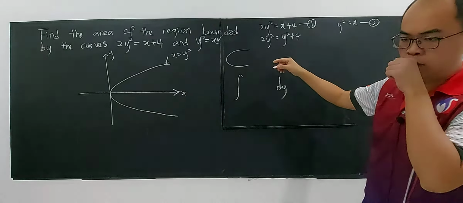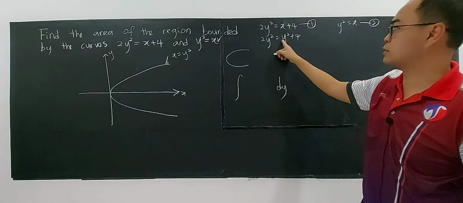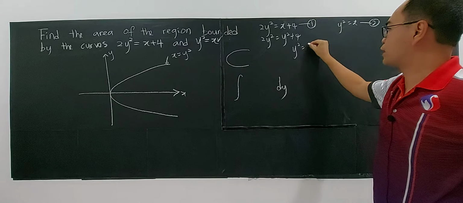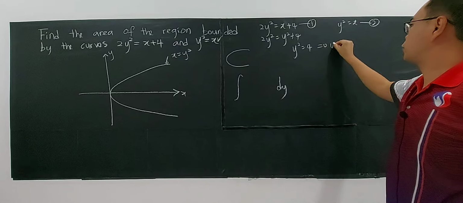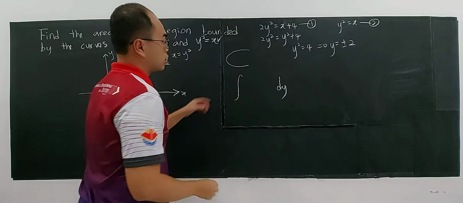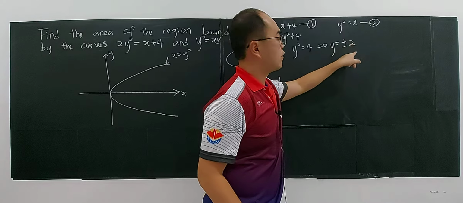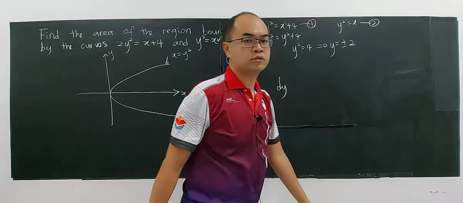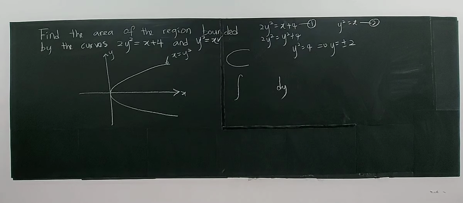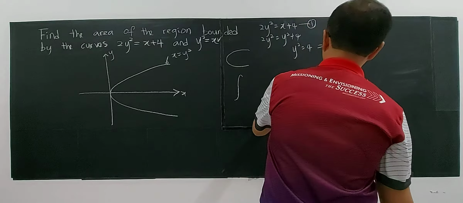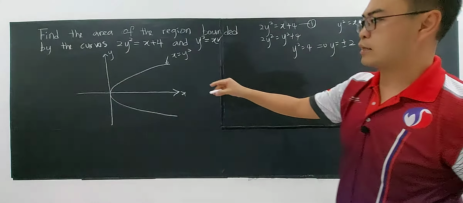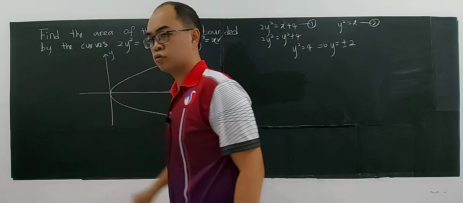So okay, let's see. 2y squared minus y squared, I have y squared equals 4, which gives me y to be plus minus 2, right? It means they are intersecting because you have real values here. You have two different real roots. So the graph is intersecting. Now I know y equals plus minus 2. I know that they are intersecting at negative 2 and 2, right?